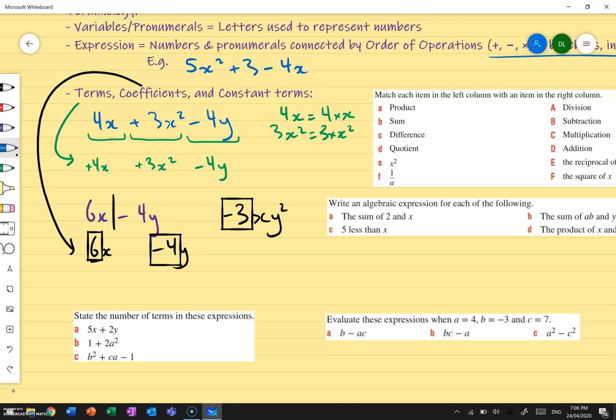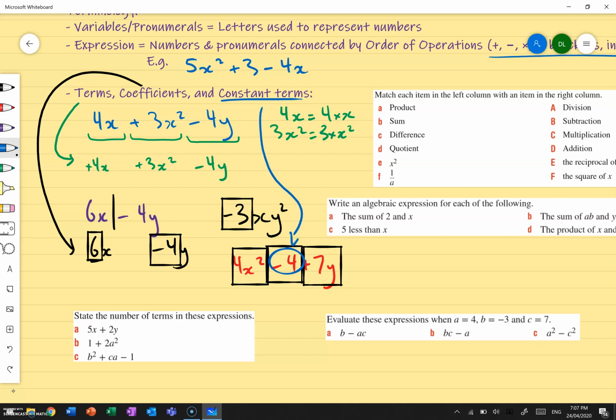And lastly, our constant term. Our constant term is just the term that is only a number, no pronumeral. So let's say my expression is 4x squared minus 4 plus 7y. I've got my terms separated like this: positive 4x squared, negative 4, and positive 7y. Now, which term has only a number in it, no pronumeral? Negative 4. So that one right there is my constant.